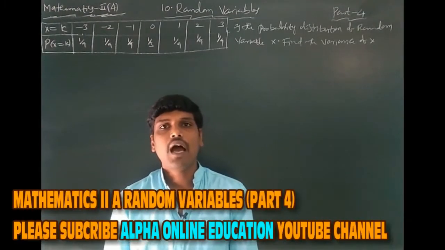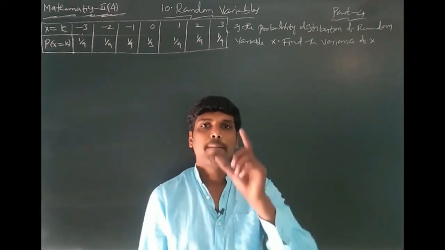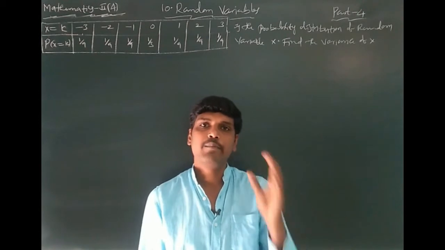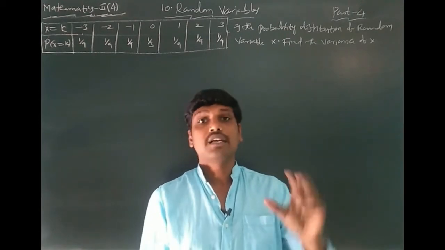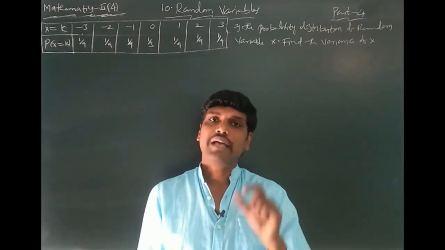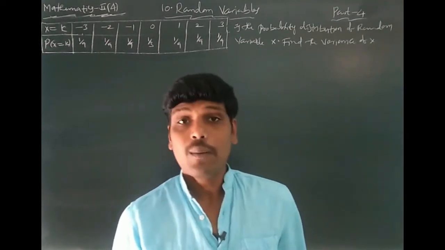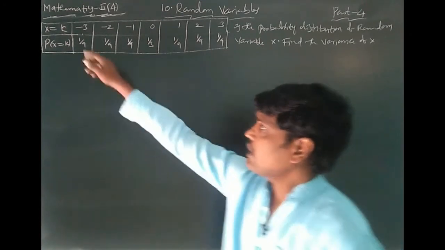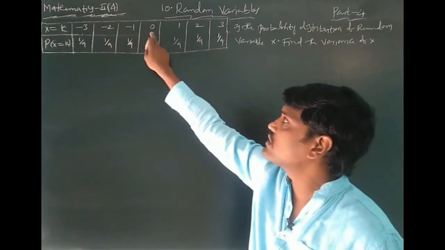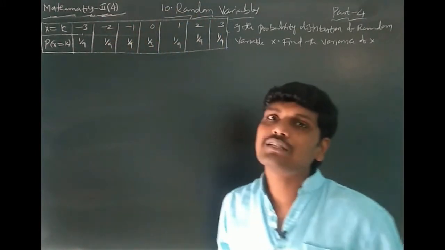This is the 10th chapter, random variable. This chapter belongs to Mathematics 2A, part 4. In the last parts we completed the introduction, the definitions, the mean and variance formulas, and important 7 marks problems. Today onwards we explain very important repeated 7 marks problems. What is the first problem? X is equal to k. Here minus 3, minus 2, minus 1, 0, 1, 2, 3 are given, and respectively the probabilities are also given.